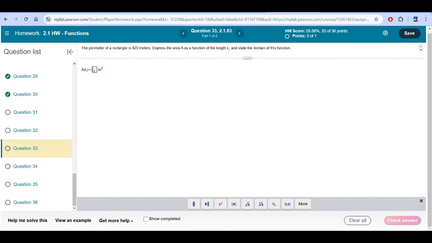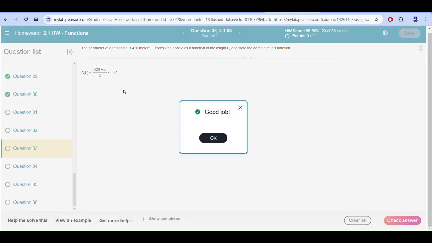So then it's as a function of the length. So it's 420 minus 2L, and then if I take all of that and divide it by 2, that's what the height is equal to, and if I multiply that by the length, I should get the area. No, I did a lot of that in my head.